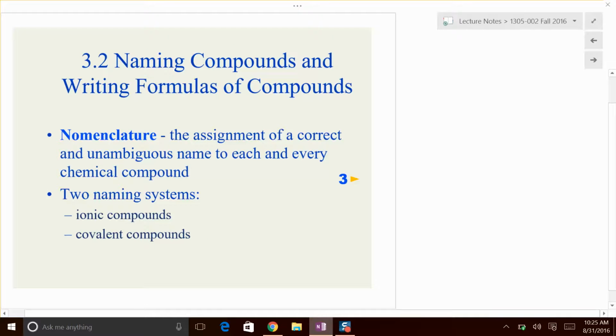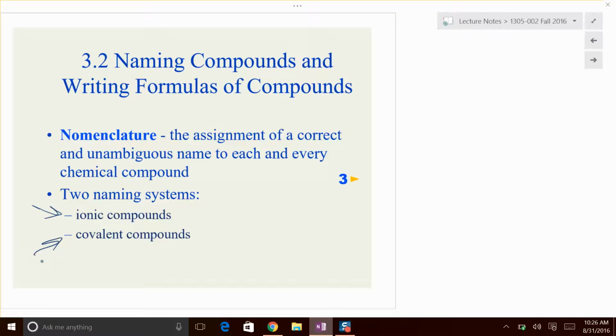Now for nomenclature, naming compounds. People tend to struggle with this, mostly with the ionic part. Naming covalent compounds is a breeze. The problem is that once you learn this method, you try to apply it to everything. You start trying to name ionic compounds the way you would name covalent compounds. There are two naming systems, one for ionic, one for covalent. You cannot name ionic compounds the same way you name covalent compounds. So somehow you need to make sure you distinguish the difference.